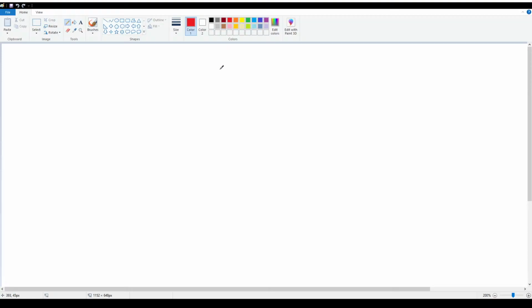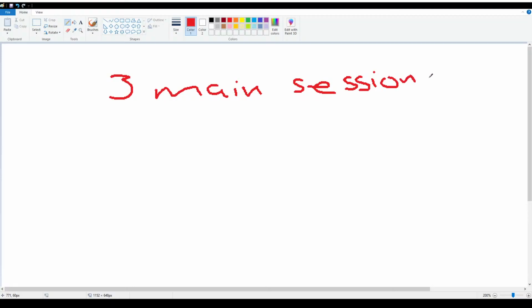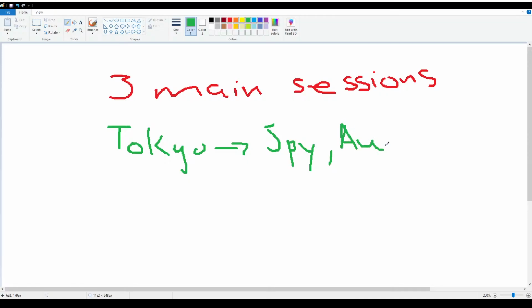Another thing you need to be aware of is that there are three main trading sessions. I know some people are probably bored of this, but you'd be surprised how many people don't know this. There's the Tokyo session, which is the Asian market. In the Tokyo session, you are looking to trade JPY pairs, AUD pairs, and indices related to the Tokyo Stock Exchange.